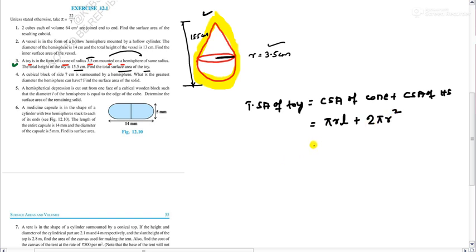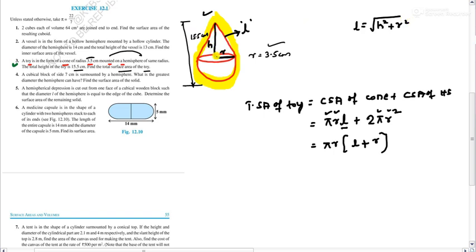Right. Now, I can take pi and r common from both. So, let me take it out. L, and here we have r. Right. What is this L? It is this part, slant height of the cone, right? And to find that, we have a formula. L is equal to root of h square plus r square. If this is L, this is h, and this is r, then using Pythagoras theorem, we get the value of L as root of h square plus r square.